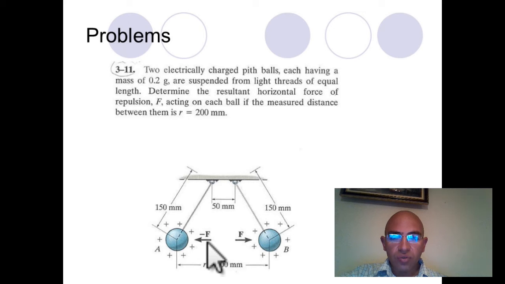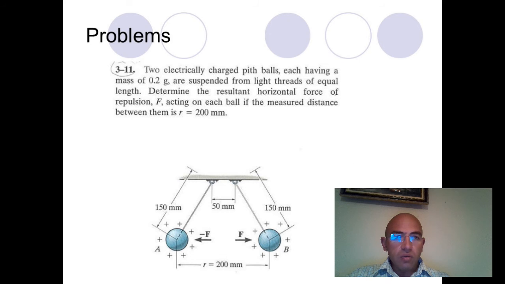Okay, so we have two charged spheres, as you see on the screen, and they repel each other with the force of F, and in fact the distance between them is 200 millimeters. There is a very light rope or string-like object which holds these spheres, and therefore there is a hinge on the wall and they are suspended from the wall. The distance between the hinges is 50 millimeters. The length of the massless rods or strings is 150 millimeters.